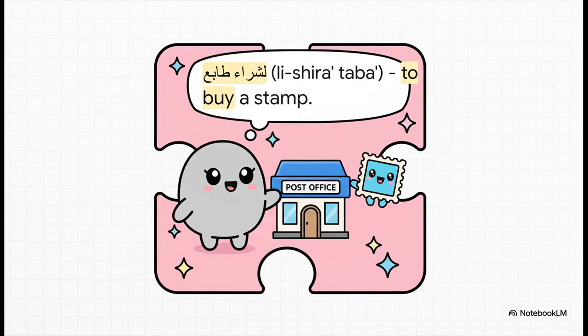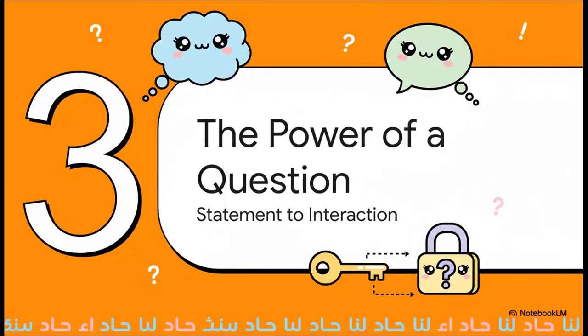And now for the final piece, the big why. Lishira tabe. This means to buy a stamp. And there you have it. The full idea we've built is he is traveling to the post office to buy a stamp. We literally went from 4 separate words to one complete logical thought. Pretty cool, right?